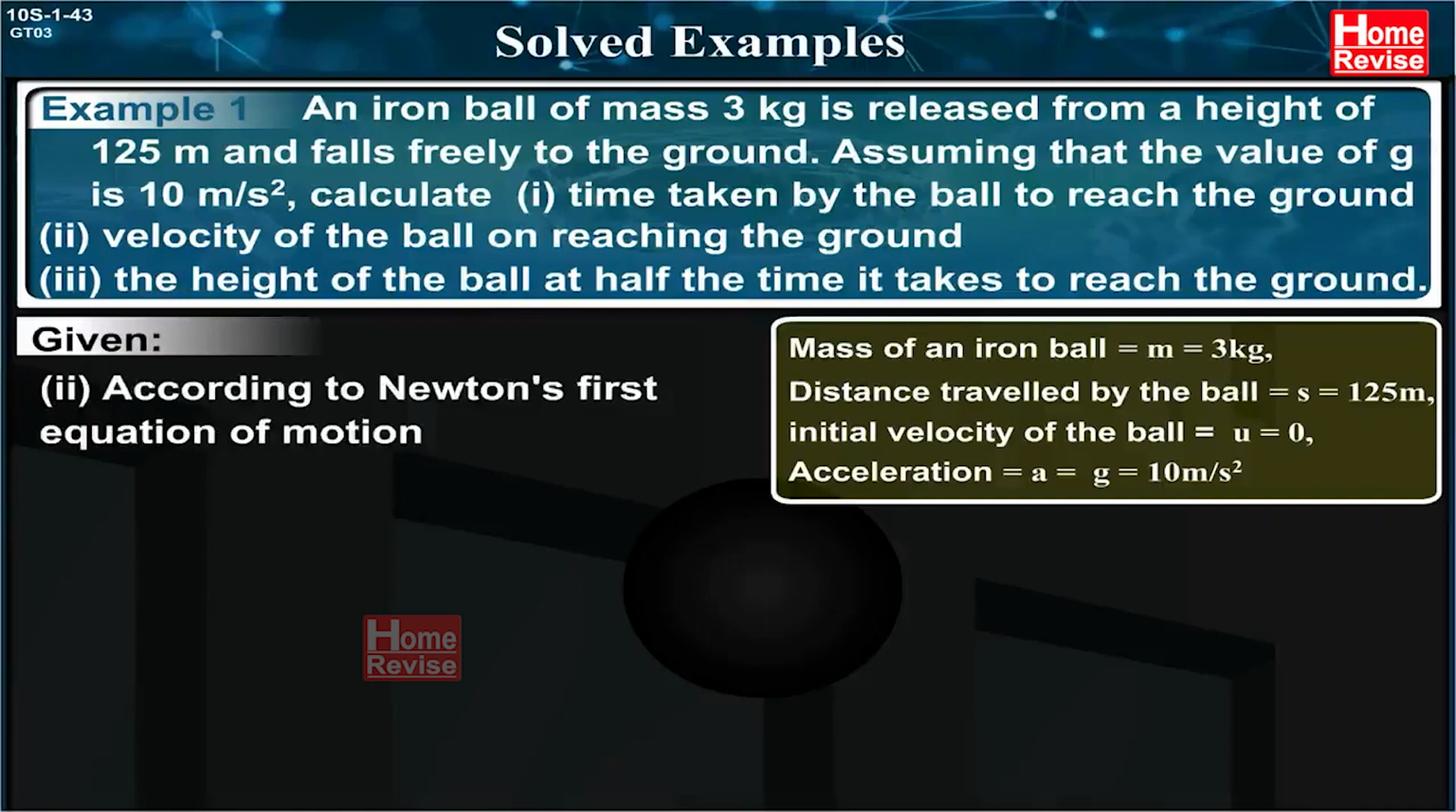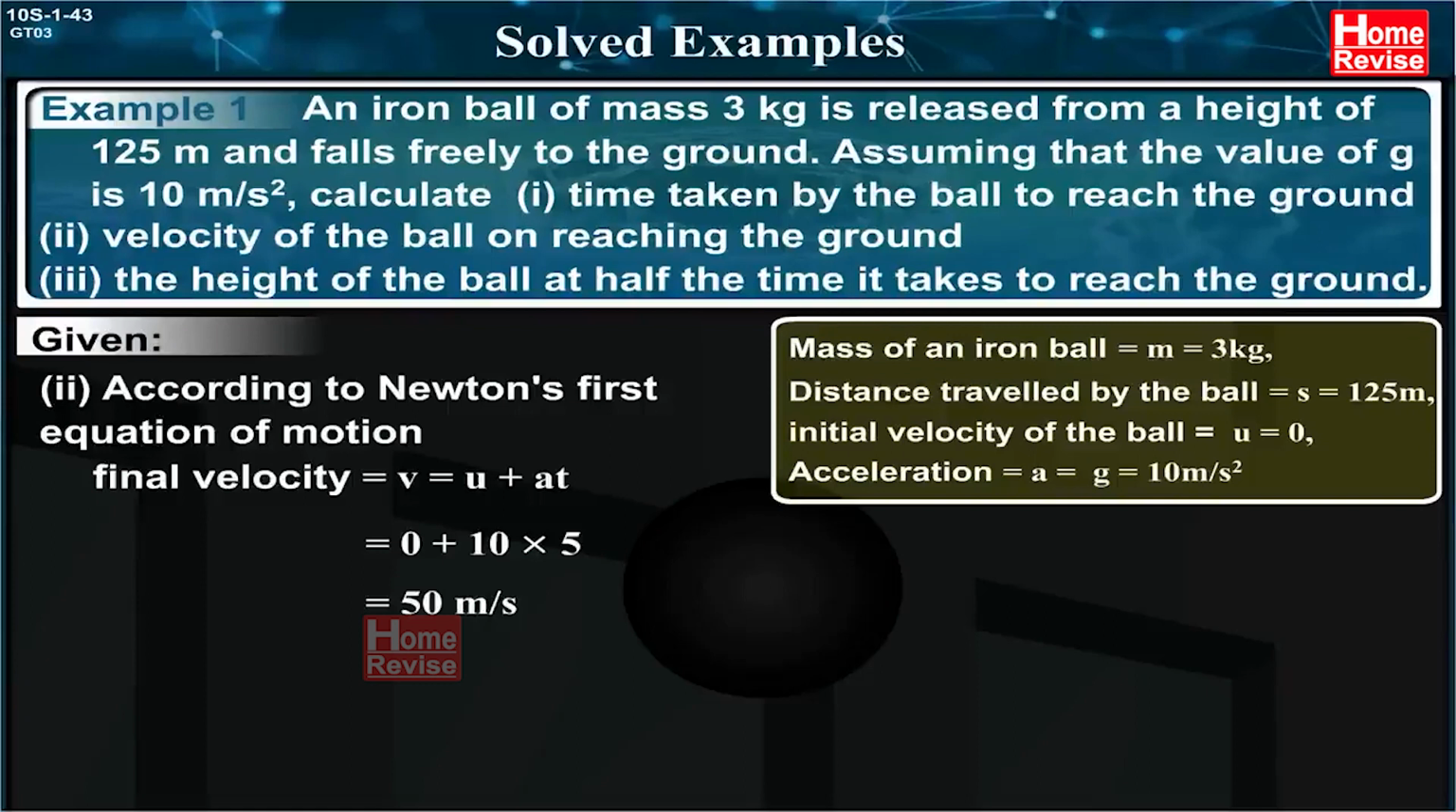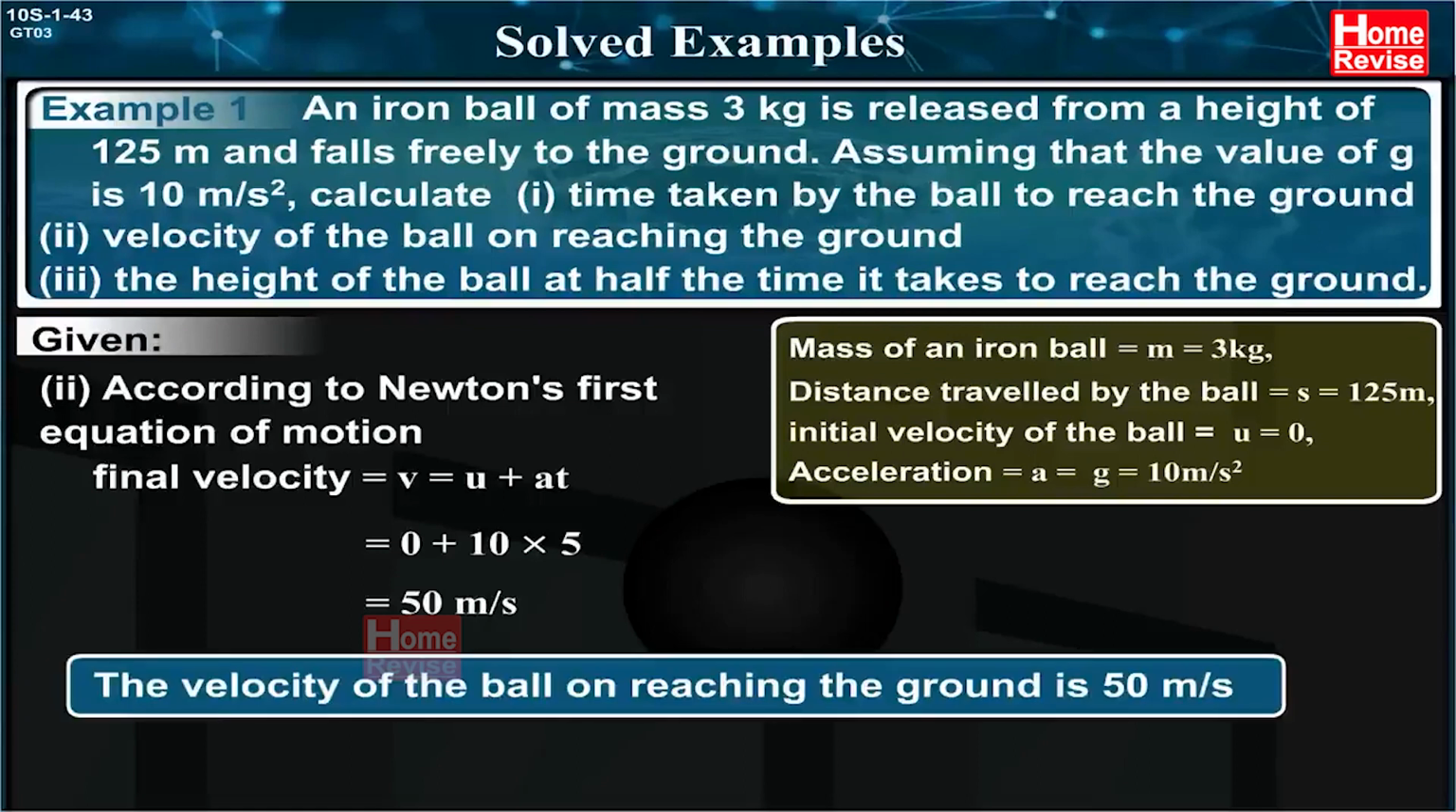Now, second, according to Newton's first equation of motion, final velocity v is equal to u plus at. Substituting the values, v is equal to 0 plus 10 into 5, which equals 50 meter per second. So, the velocity of the ball on reaching the ground is 50 meter per second.